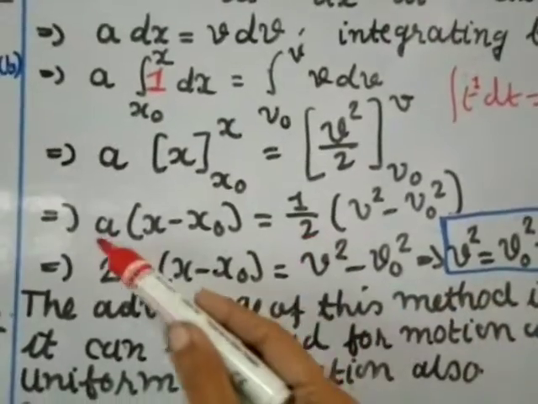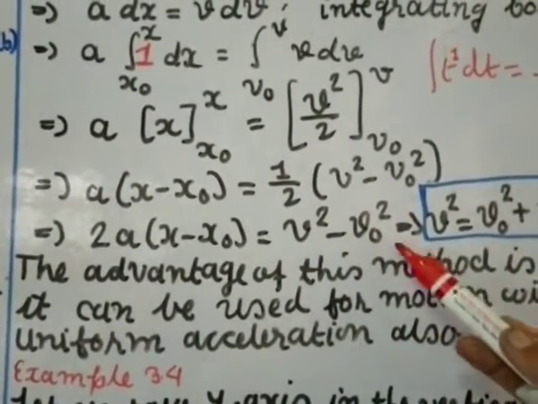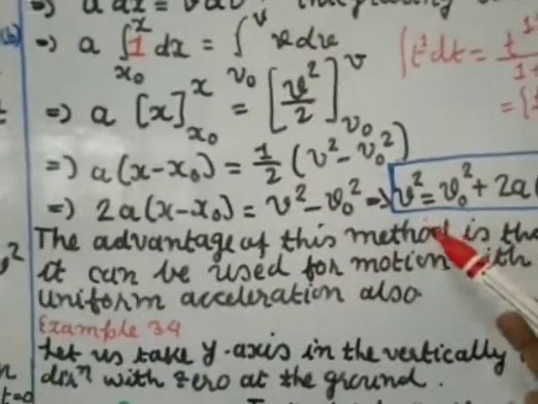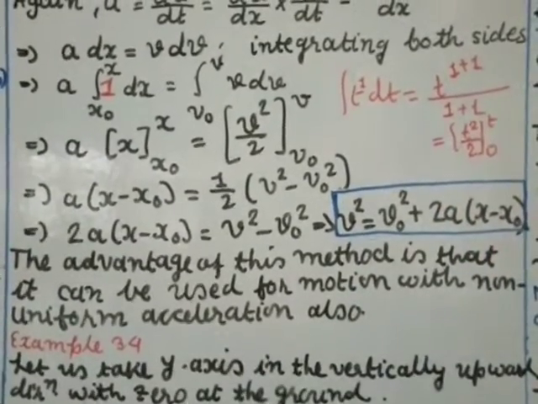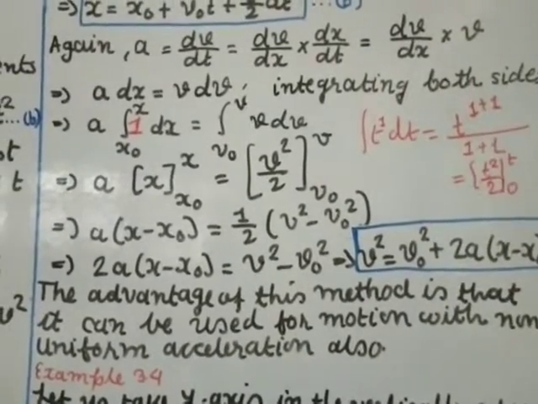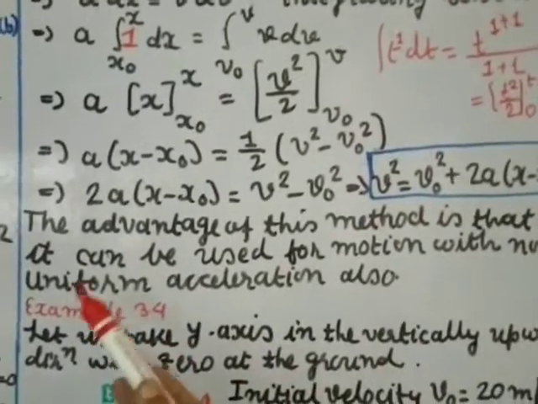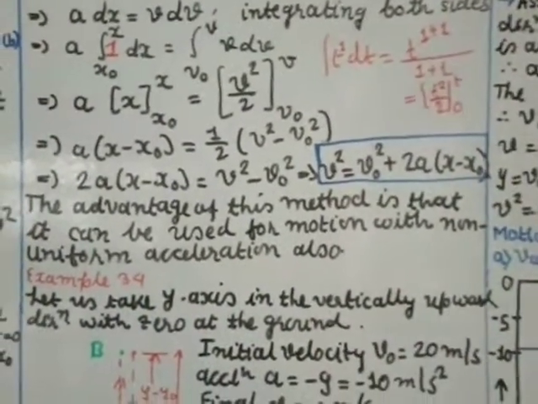Now these two transfer here, so you get 2a times x minus x naught equal to v square minus v naught square. Minus v naught square transfer over here and write from here. So what you get is v square is equal to v naught square plus 2a times x minus x naught. So these are the three equations by using the method of calculus. The advantage of this method is that it can be used for motion with non-uniform acceleration also.